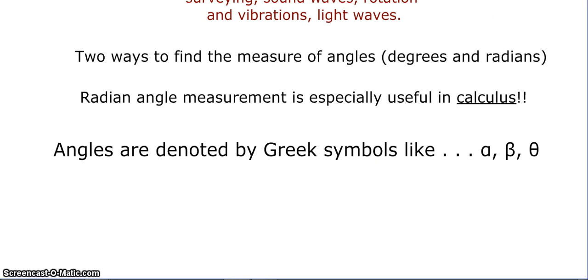And then usually angles are denoted by Greek symbols as opposed to our standard alphabet. Usually we use the standard alphabet for side or length measurements and Greek symbols for angles. Now this is not always the case, but this is just usually the case. So symbols such as alpha, beta, theta, those are common symbols used for angle measurements.